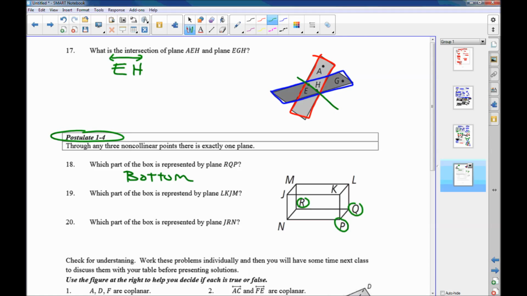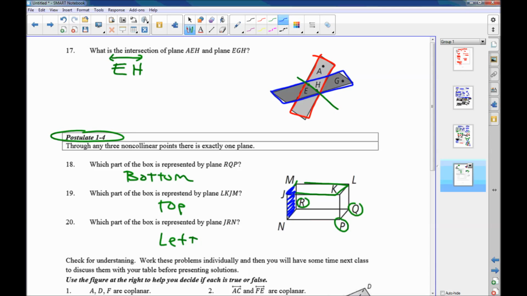Okay. Which part of the box is represented by LKJM? LKJM, well, that's the top. That's this piece right here. And which part of the box is represented by JRN? JRN is the left side of the box. Okay, that's over here. This plane that contains J, R, and M. So that's the left side of the box.